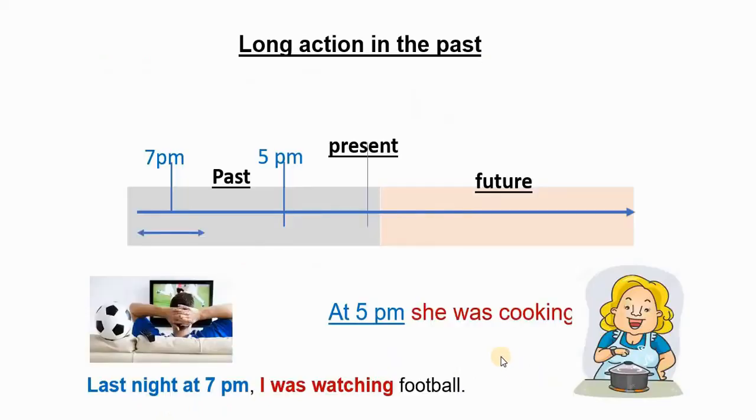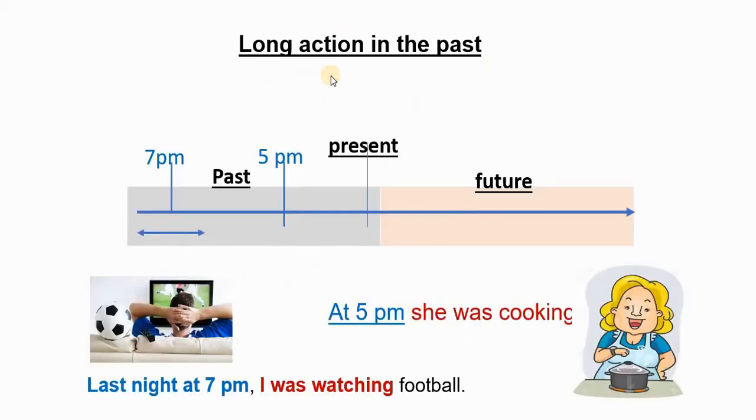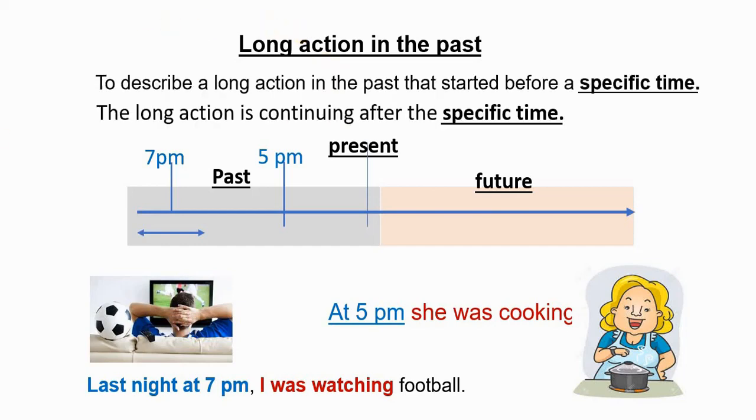So, let's look at the common uses. When do we use past continuous? The first use is to describe a long action in the past that started before a specific time. So we define a specific time, and also the long action is continuing after the specific time.